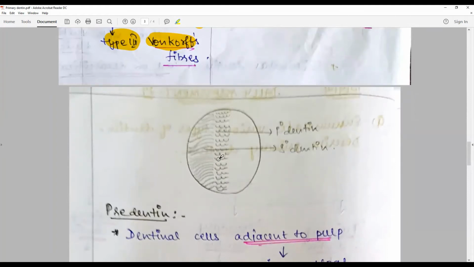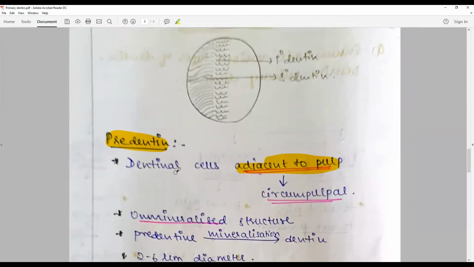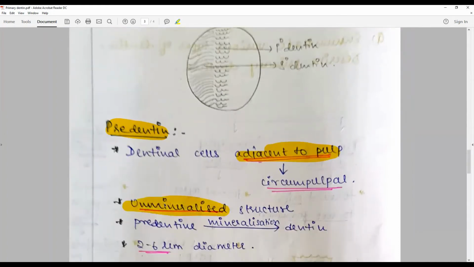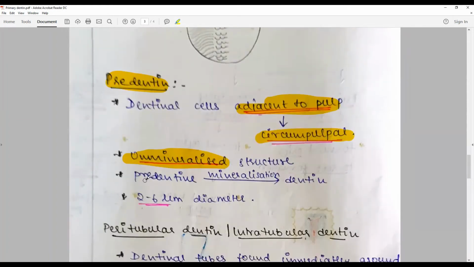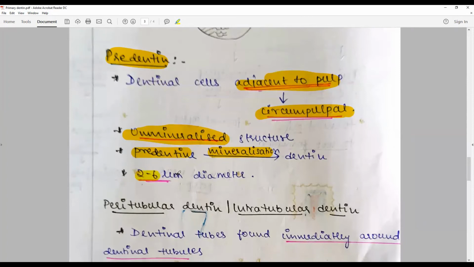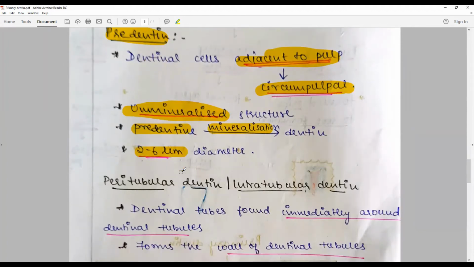The space between the primary dentin and the odontoblast is lined by a newly formed layer of dentin called predentin. It is adjacent to the odontoblasts or the pulp, and it is an unmineralized structure. It is closer to the circumpulpal dentin. The predentin, on mineralization, becomes dentin. Depending upon the age, it is about 2 to 6 micrometers in diameter. 6 micrometers is in rapidly dividing or newly secreting dentin, or young age.